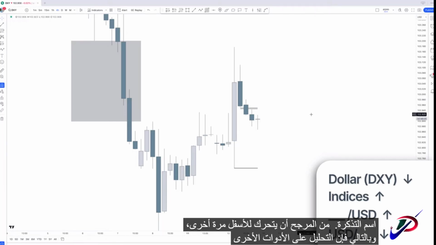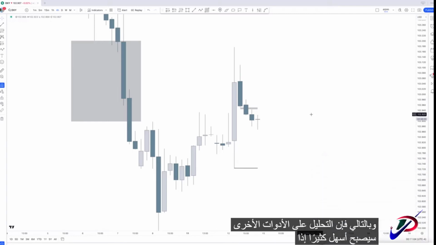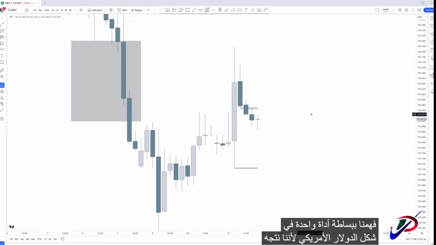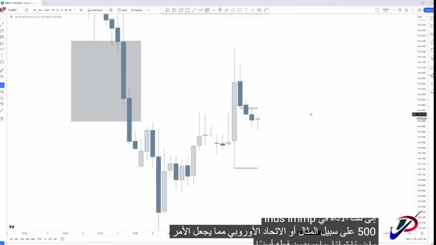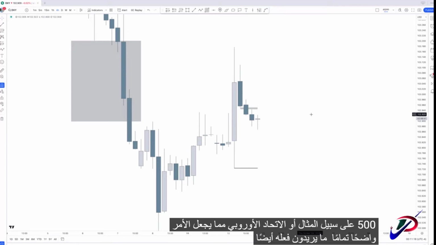So the analysis on the other instruments will become a lot easier if we simply understand one single instrument in the form of the US dollar. Because heading into that instrument, into the indices, E-mini S&P 500 for example, or EU, that makes it quite clear what they want to do as well.